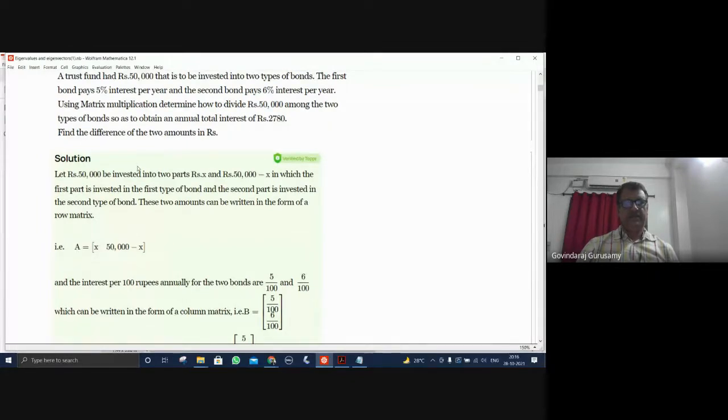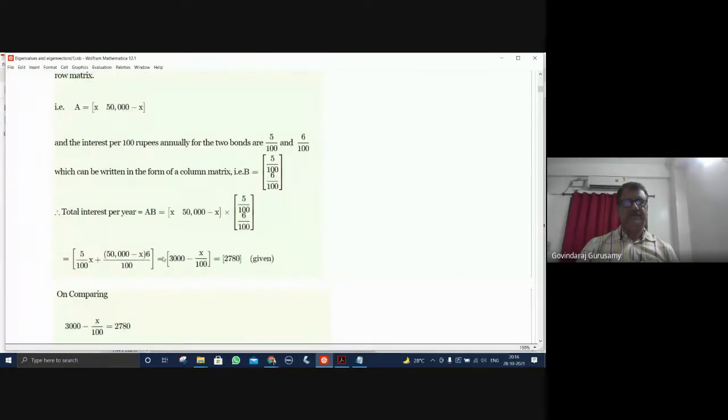To start with, let us invest rupees 50,000 into two parts, X and 50,000 minus X, in which the first part is invested in the first type of bond and the second part is invested in the second type of bond. The two amounts can be written in the form of a row matrix. This is your row matrix.